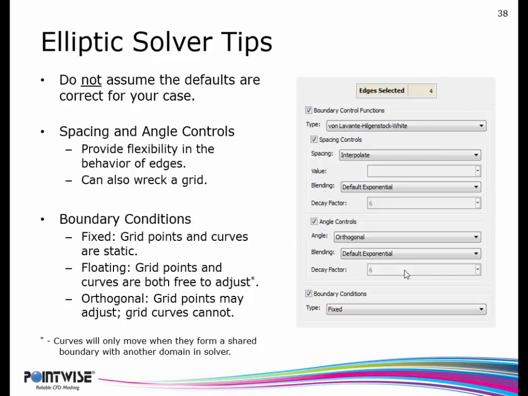The third option for boundary condition is orthogonal. This one doesn't get used quite as much, but it can be powerful in some cases. It essentially allows grid points on a boundary to move, but the shape of the boundary does not change. So the grid points can slide around in order to try to provide a more orthogonal grid at that boundary.